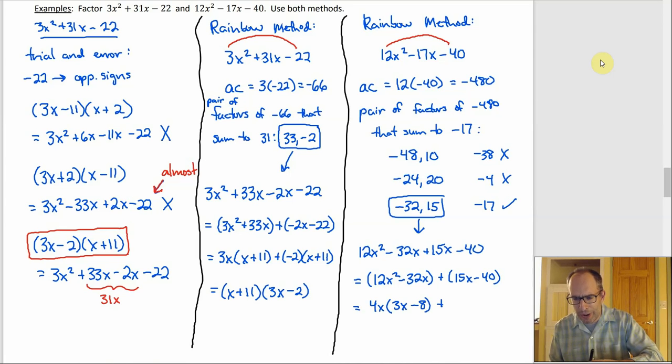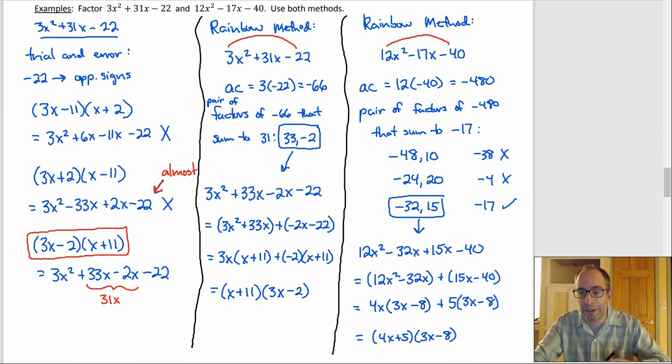Here it looks like you'd factor out a 5. And then you'd be left with 3x minus 8. And it looks like we got it, right? 4x plus 5 times 3x minus 8, and that's the answer.